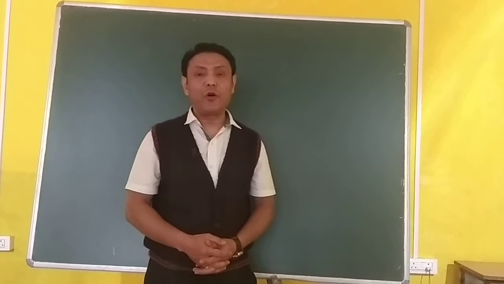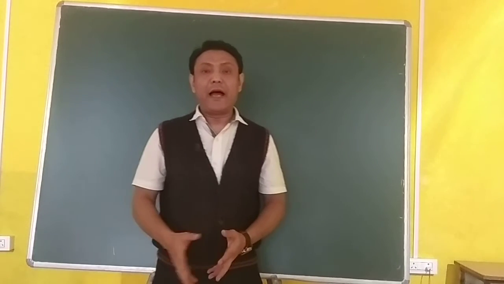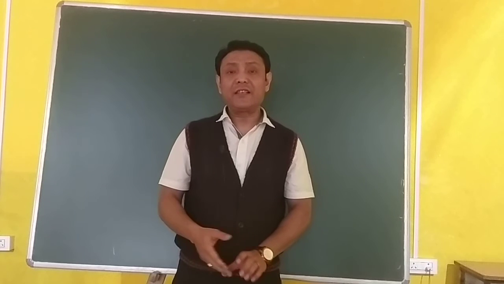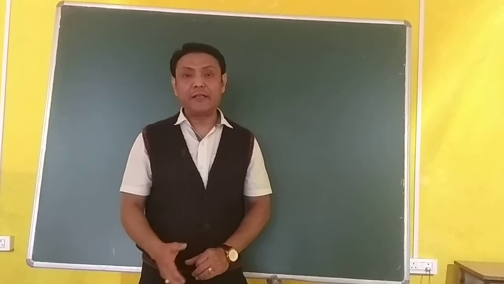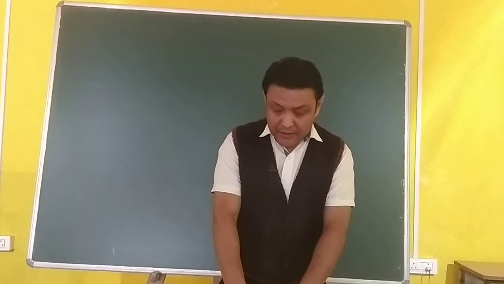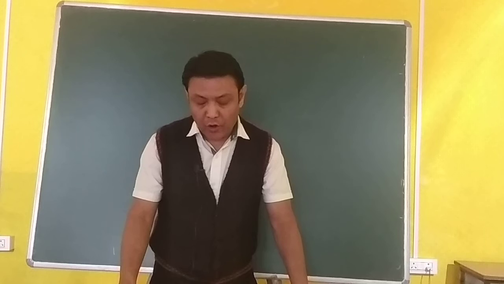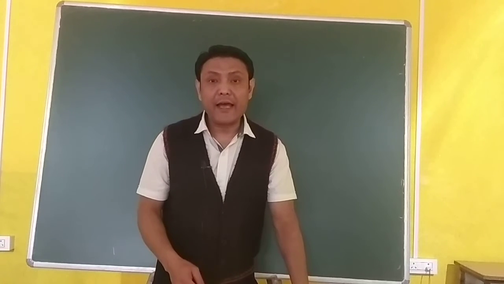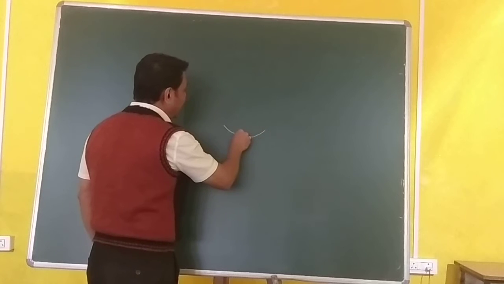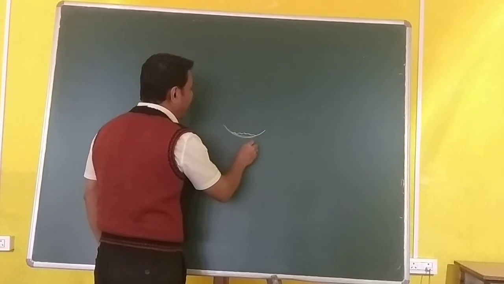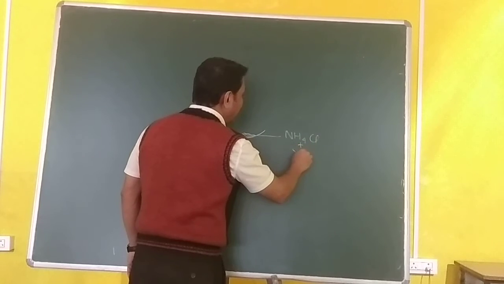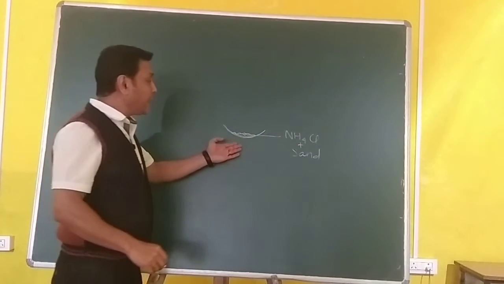Let me repeat it once more. Ammonium chloride, iodine, camphor, naphthalene. These are some of the solids that sublime on heating. That means when heated, they directly change into vapor state without changing into liquid. Now, suppose we have a mixture of sand and iodine, or maybe ammonium chloride. What do we do? We use an evaporating dish. In the evaporating dish, we have the mixture of, let's say, ammonium chloride and sand.